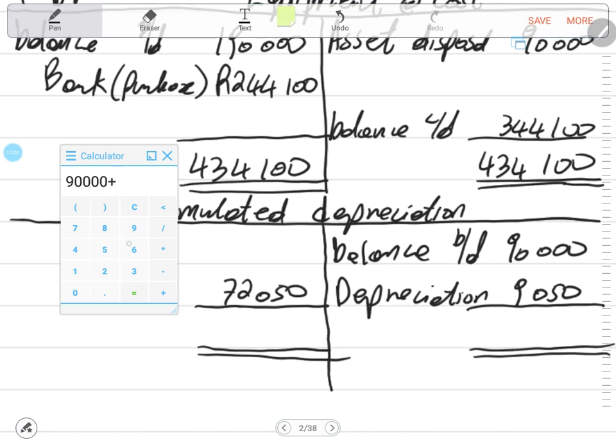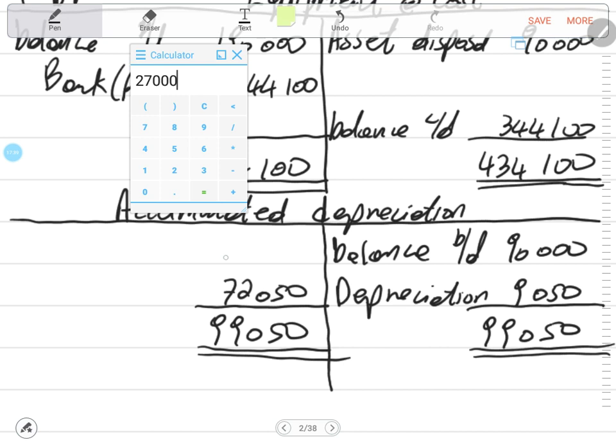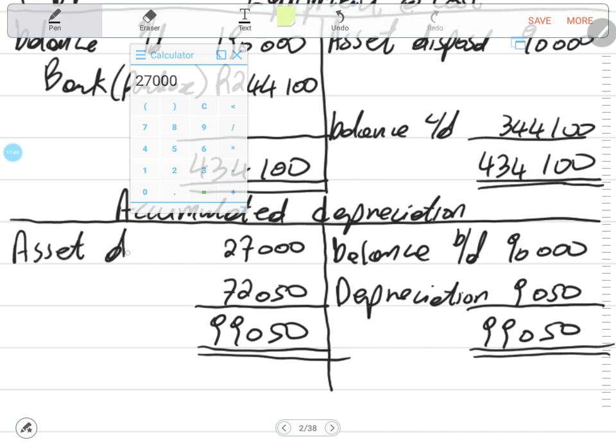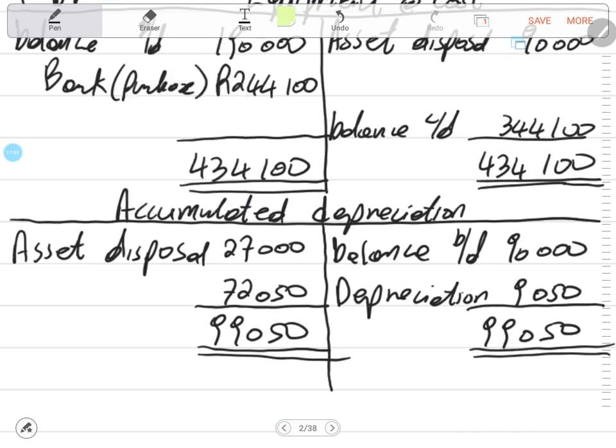90,000 rands plus 9,050 gives us 99,050. 99,050 minus 72,050. Then the 27,000 rands is the accumulated depreciation for the equipment that is sold. So now the contra entry will say asset disposal.